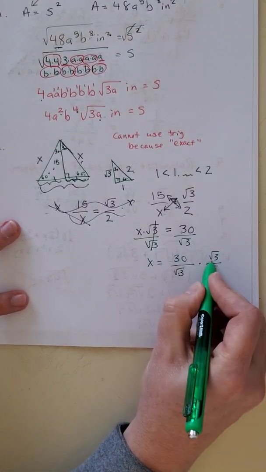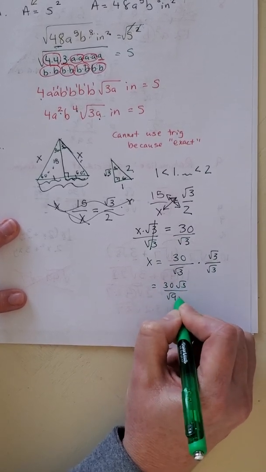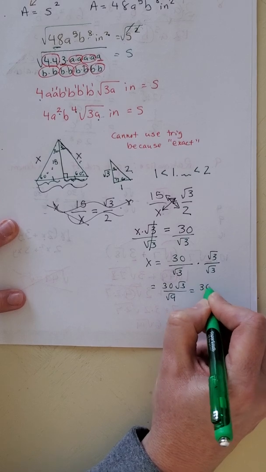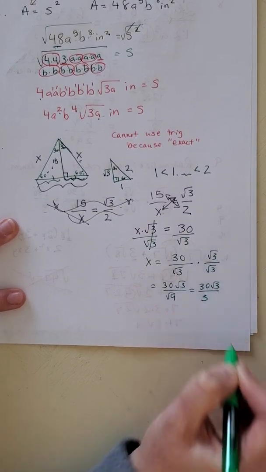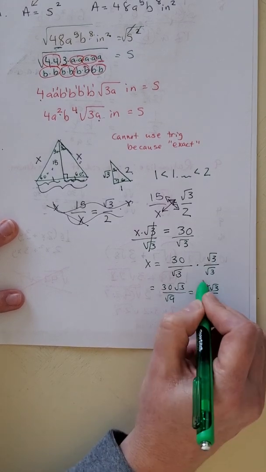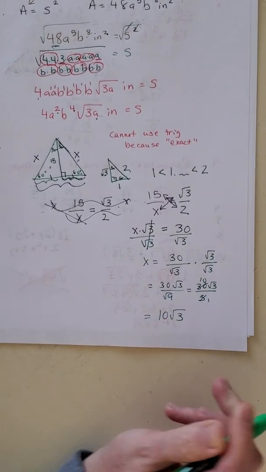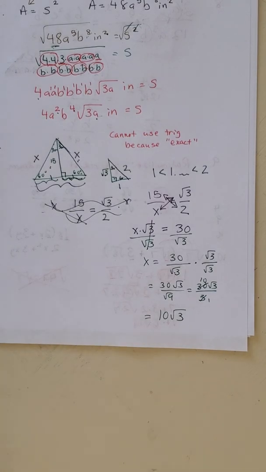And so we get 30 root 3 over the square root of 9. The square root of 9 is 3, so this is 30 root 3 over 3. And then we can simplify. 3 goes into itself once. 3 goes into 30 10 times. So we get 10 square root 3.